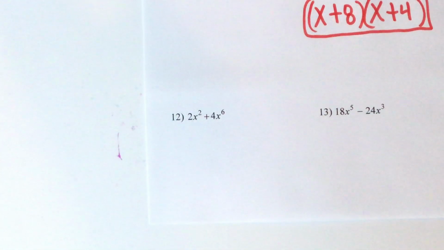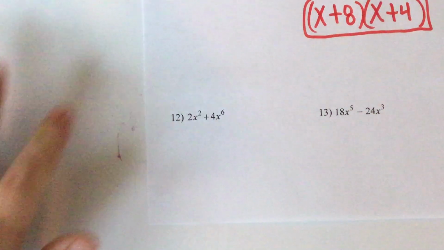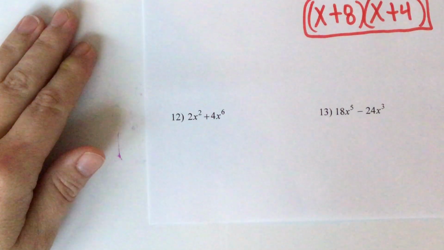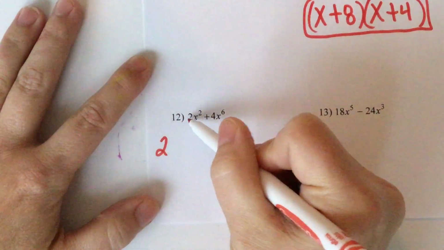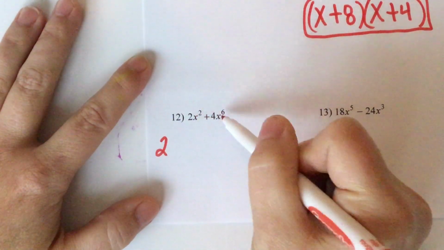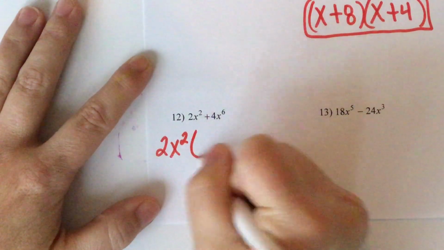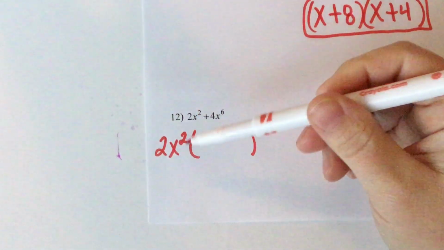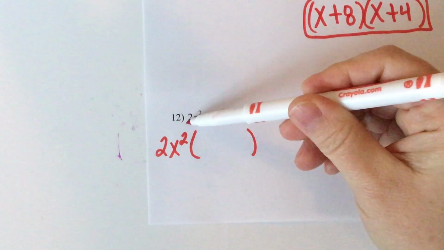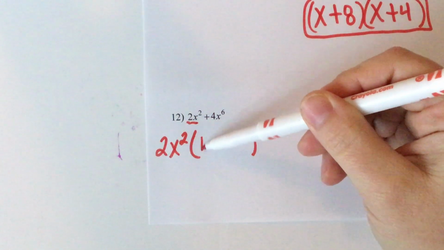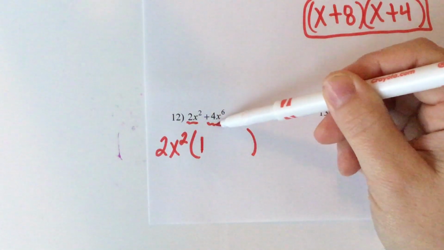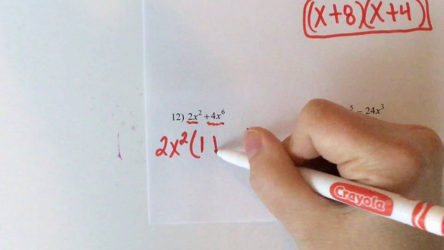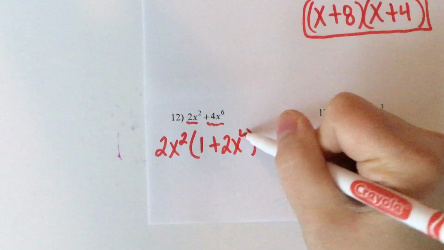Look for it. Does this one have a GCF? It does. What is it? 2x squared. 2 is the greatest number that can divide into 2 and 4, and the greatest amount of x's they both have is 2. Okay, let's build our parentheses. Now, what would you have to multiply with 2x squared to get 2x squared? A 1. Now, what would you have to multiply with 2x squared to get a 4x to the 6th? A 2x to the 4th.